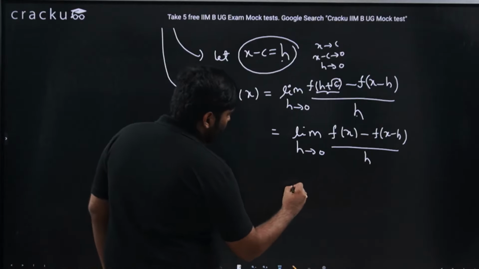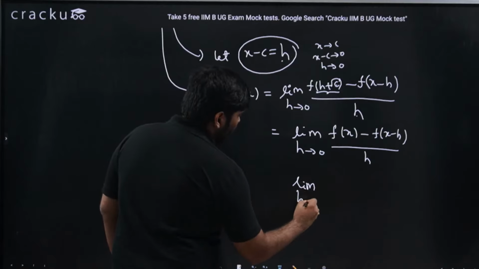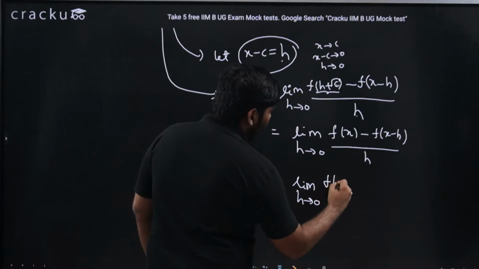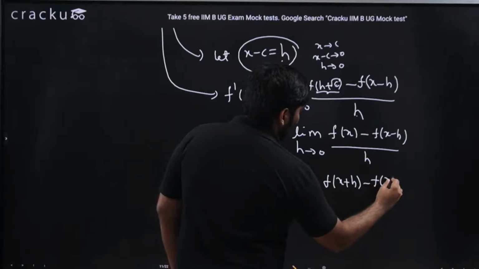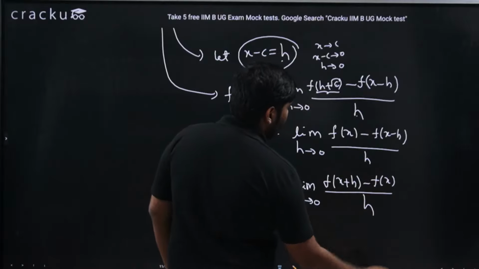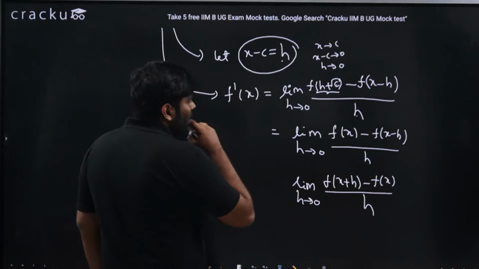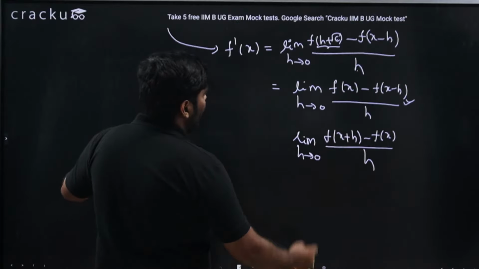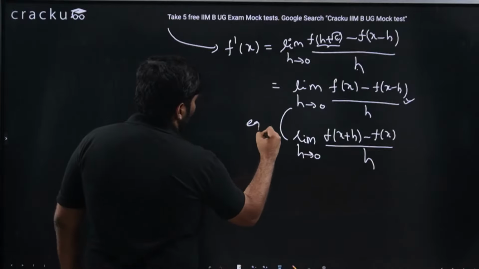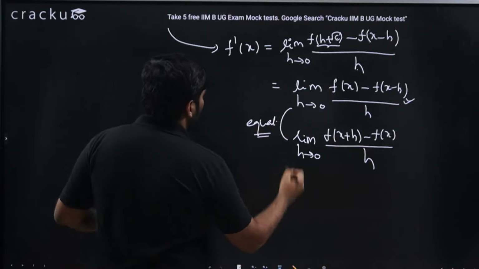But what is the thing which we have seen? We have seen limit h tending to 0 f of x plus h minus f of x by h. This is what we have seen yesterday. Now tell me, what are we doing at this particular thing? Aren't these both equal? How to say these both are equal?